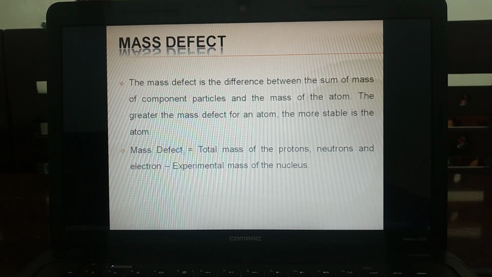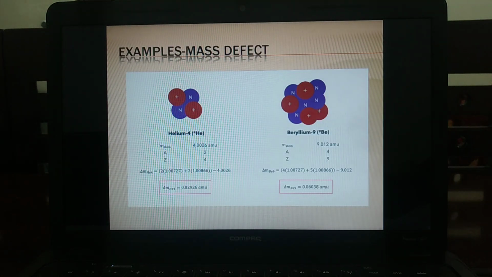We can find the mass defect by applying the formula: total mass of proton, neutron and electron minus experimental mass of the nucleus. Experimental mass of the nucleus is the actual atomic mass of an atom, determined experimentally. Examples of the mass defect.